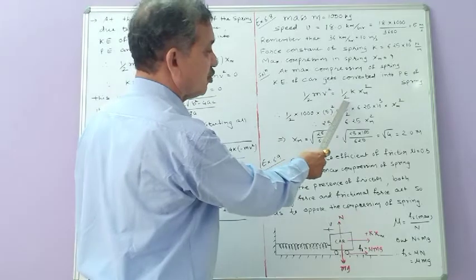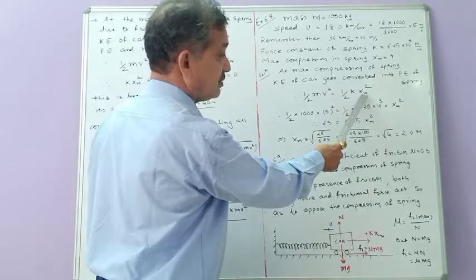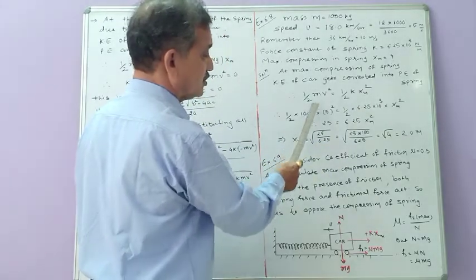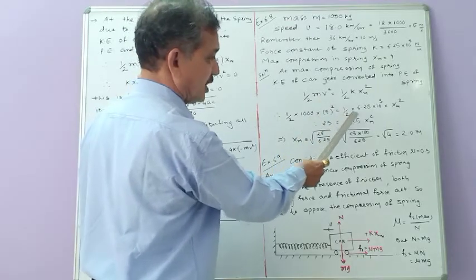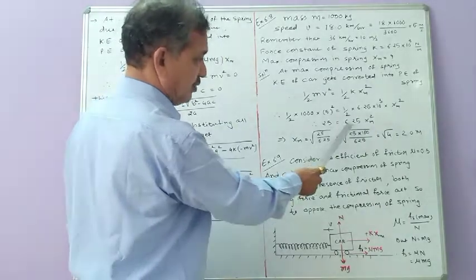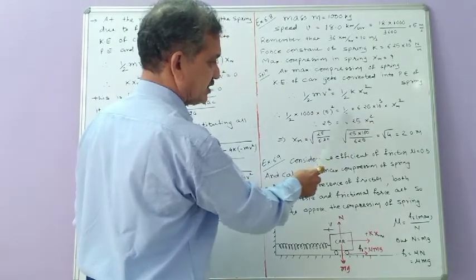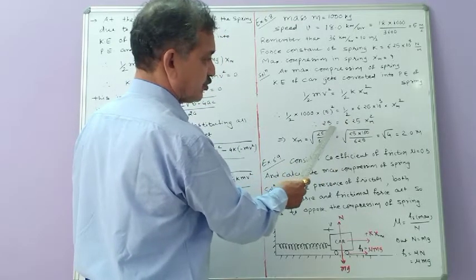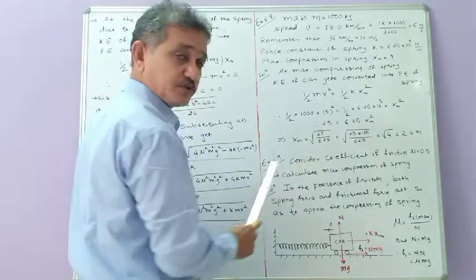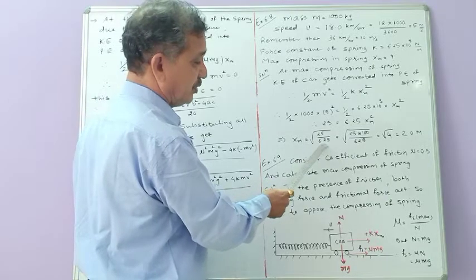So 1 half m v square equal to 1 half k, instead of x, as there is maximum displacement or maximum compression of the spring, x m square. Substitute the values. 1 half, mass is 1000, speed is 5 square, 1 half, 6.25 into 10 raised to 3, x m square. You will get 25 equal to 6.25 x m square, because 1000 and 10 raised to 3 cancel, 1 by 2 cancel, 5 square is 25. So x m square equal to 25 upon 6.25. Therefore x m equal to square root of 25 upon 6.25.